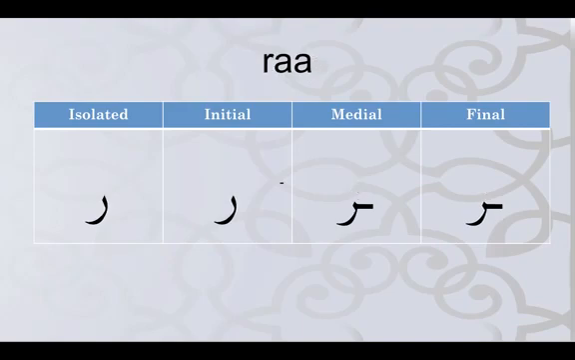So this is the letter Ra. This is Za. Ra, no dot on it, Za, dot on it. So if you remember the Ra, you will just know the only difference between its forms is that it has a dot on it.